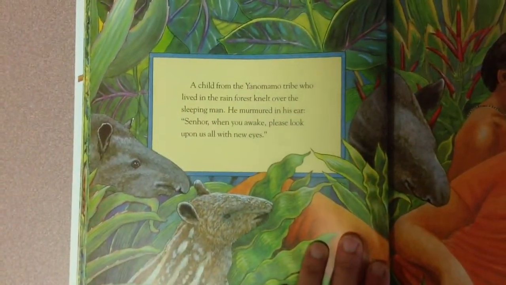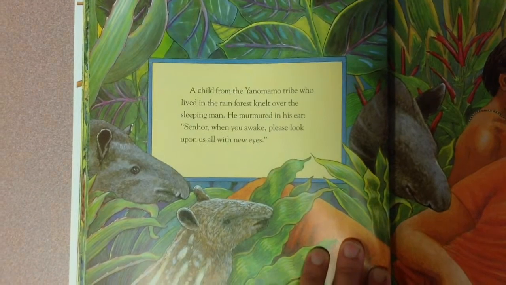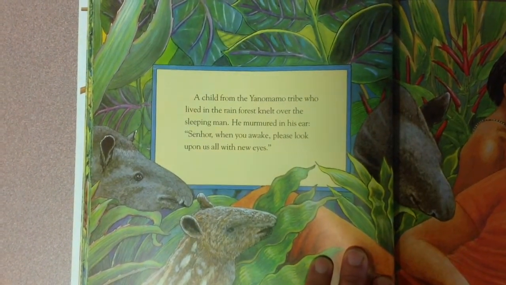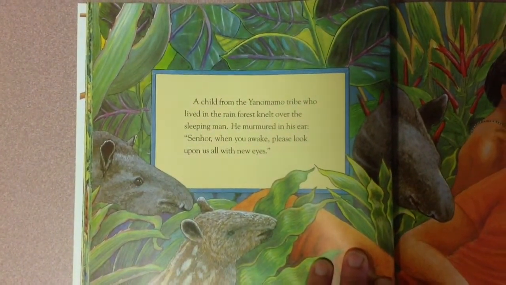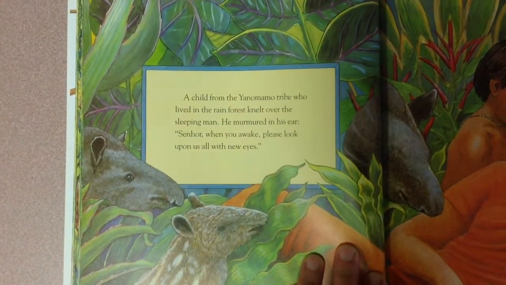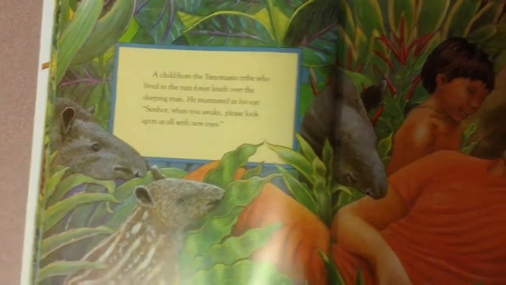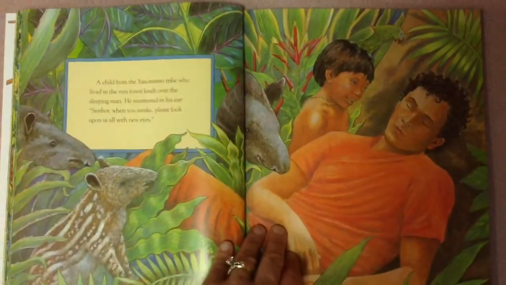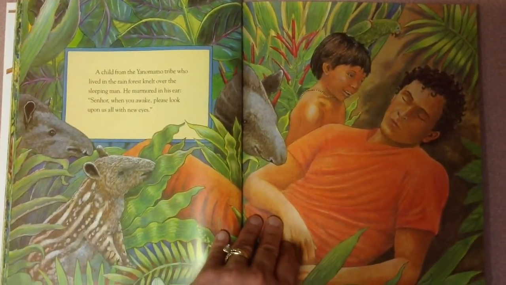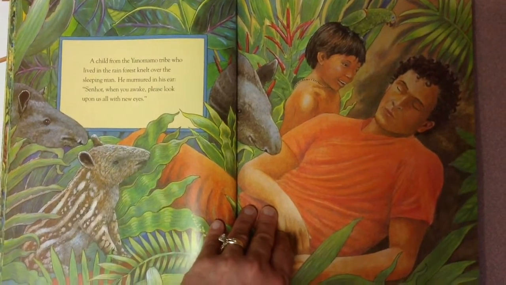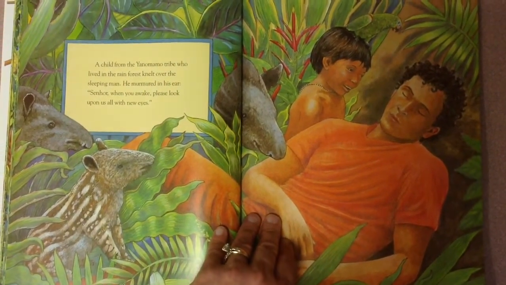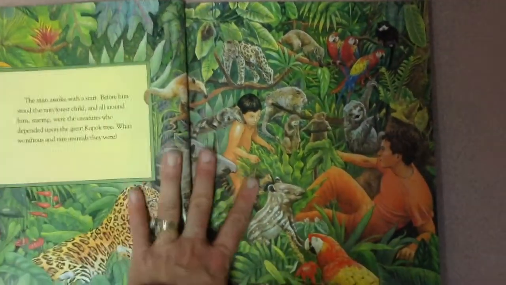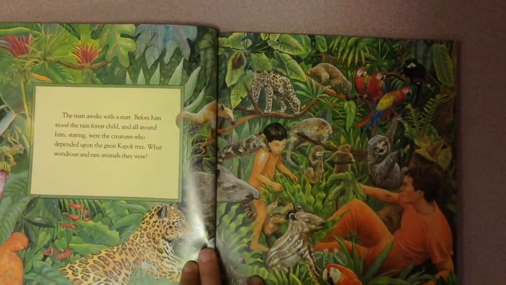A child from the Yanomamo tribe who lived in the rainforest knelt over the sleeping man. He murmured in his ear, "Signor, when you awake, please look upon us all with new eyes." Now think about that, with new eyes. It's impossible to get new eyes in our head. But what is this boy asking this man? How does he want to look at this tree with new eyes? What does he want to happen? Beautiful picture. It's waking up.